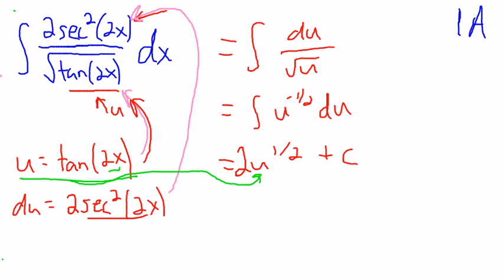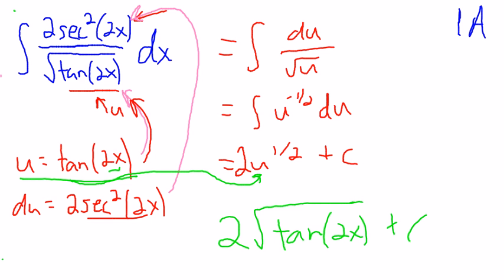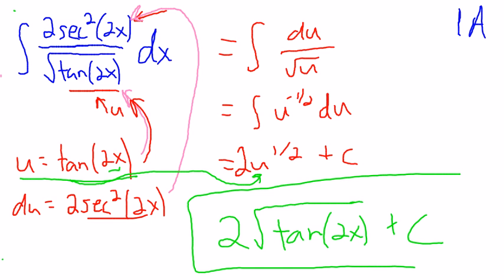So when I replace it in, I get 2. Remember, u to the 1/2 is the square root of u. So I get 2 times the square root of tan of 2x, and then I get my plus c on the outside. And that's your answer.